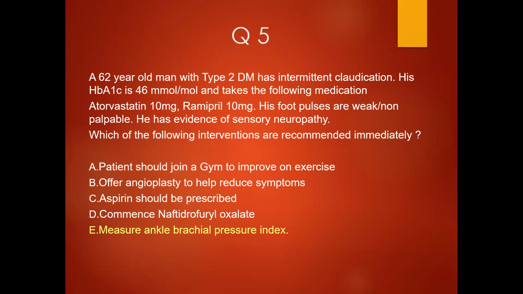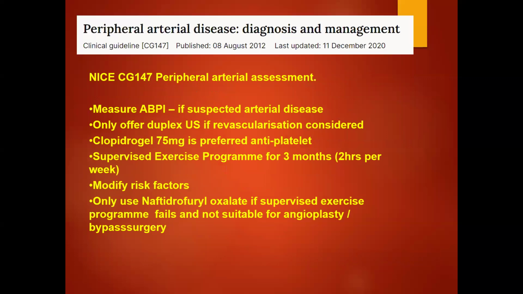Correct answer is measure an ankle brachial pressure index. So this is also based on the NICE guidelines about peripheral arterial disease diagnosis and management. These are the CG147 guidelines for peripheral arterial disease assessment. They clearly indicate measuring an ankle brachial pressure index if we suspect an arterial disease, as in this patient. Only offer duplex ultrasound if revascularization is considered.